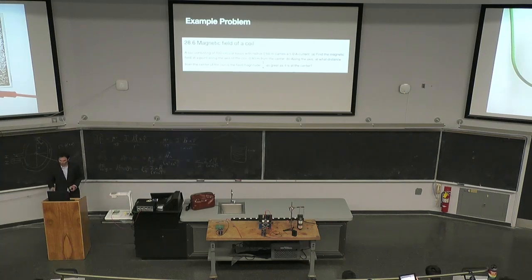Okay, so we've got a coil consisting of 100 circular loops with a radius of 0.6 meters carrying a 5 ampere current. What's the magnetic field at a point along the axis of the coil 0.8 meters from the center? And then, at what distance from the center of the coil along the axis is the field magnitude 1/8 as great as it is at the center?